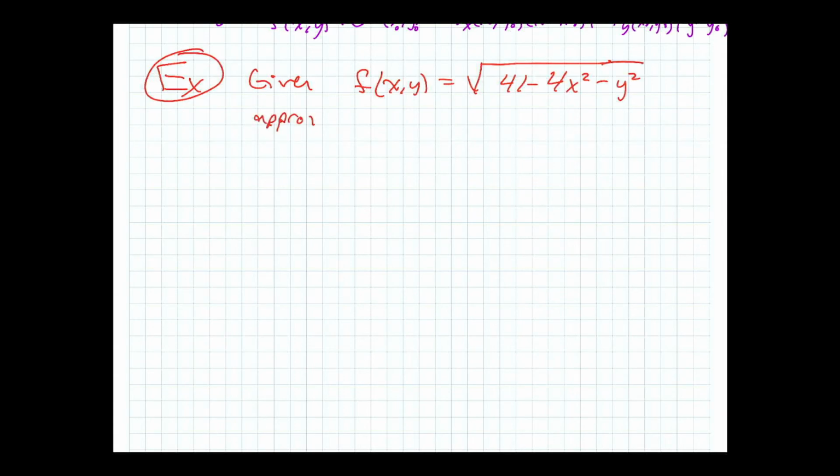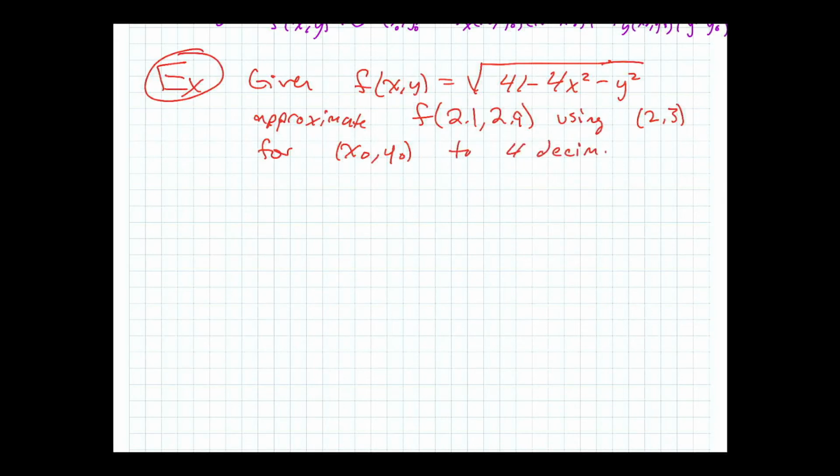So example, given f of xy equals square root 41 minus 4x squared minus y squared, approximate f of 2.1, 2.9 using 2 comma 3 for your x0, y0. I'm going to say to approximate it to 4 decimal places.